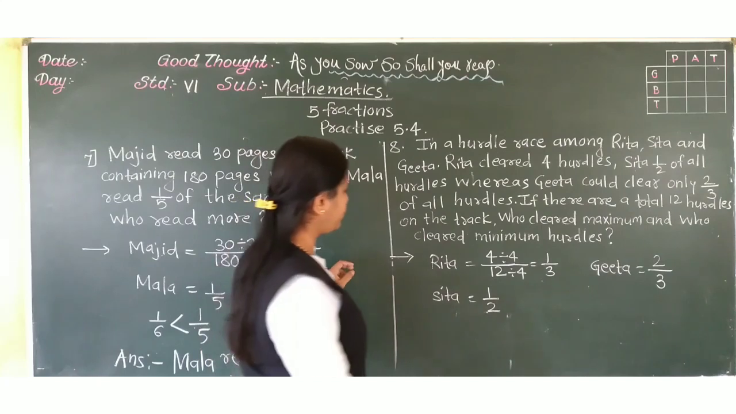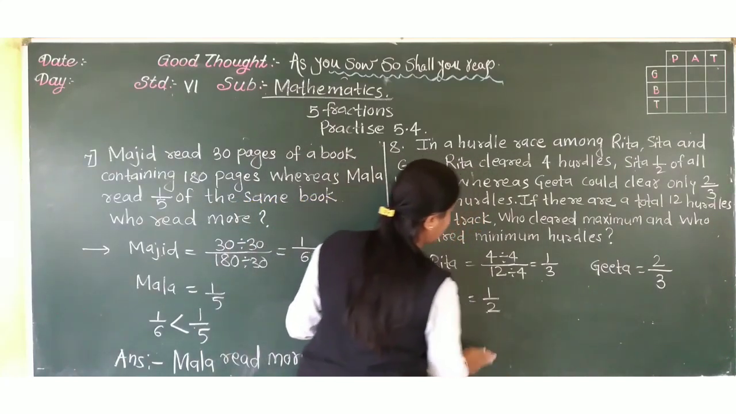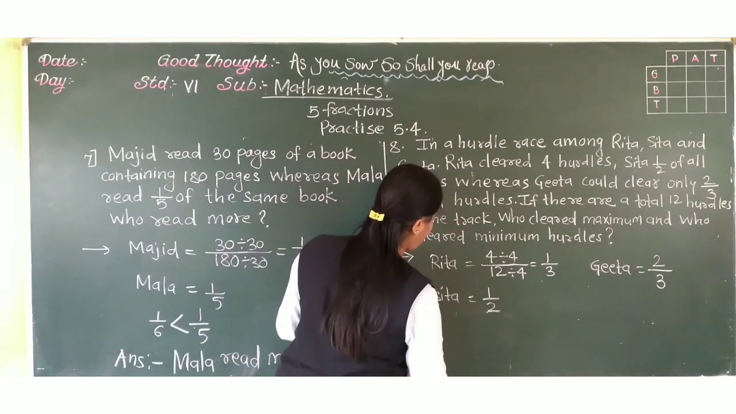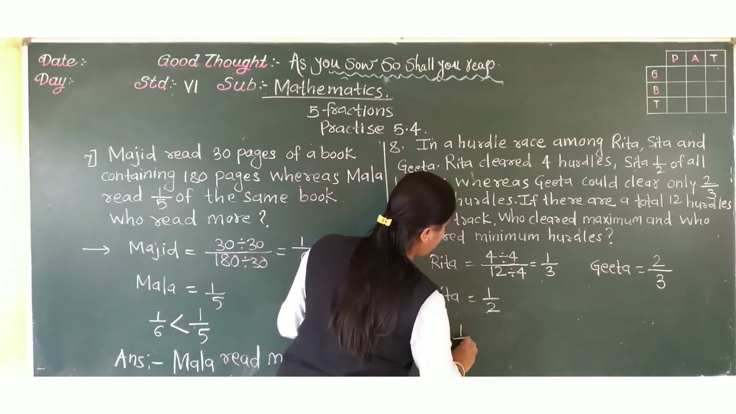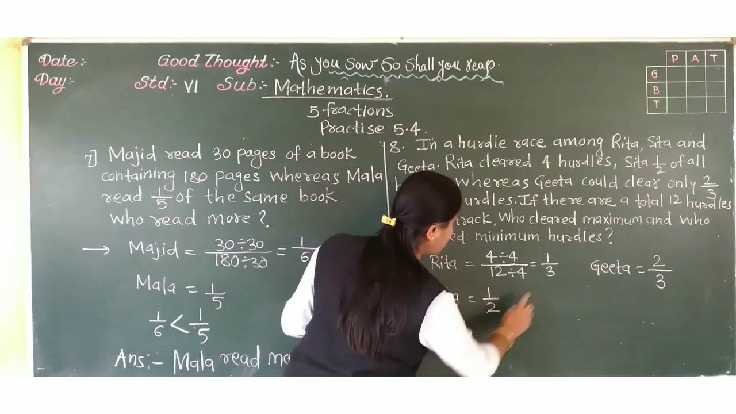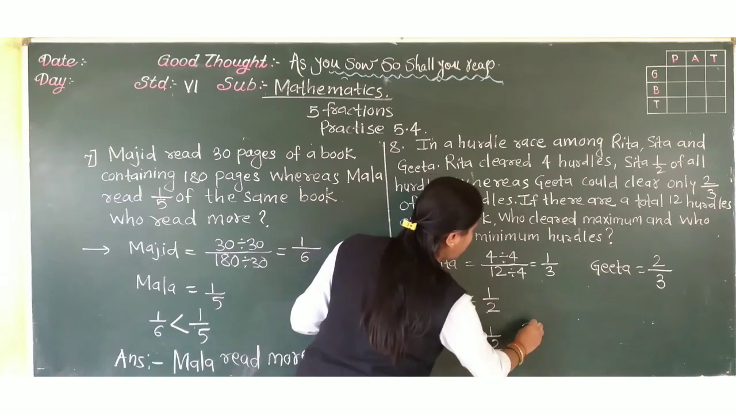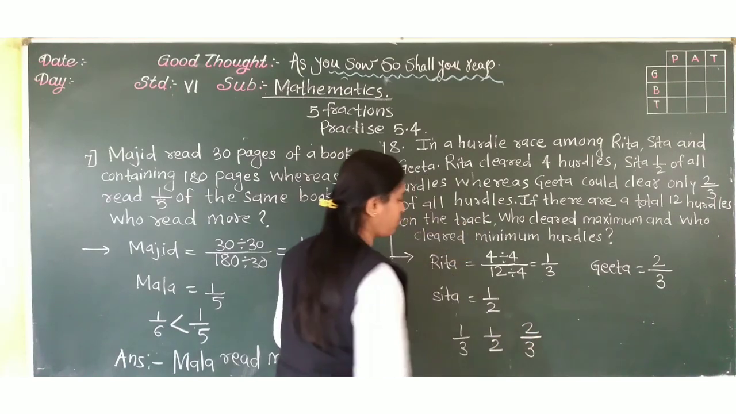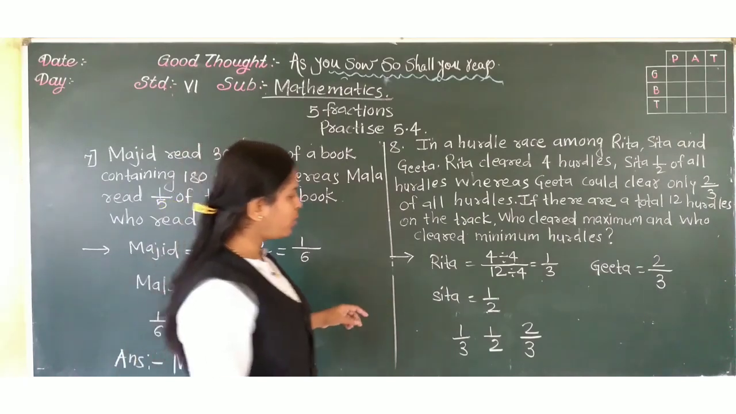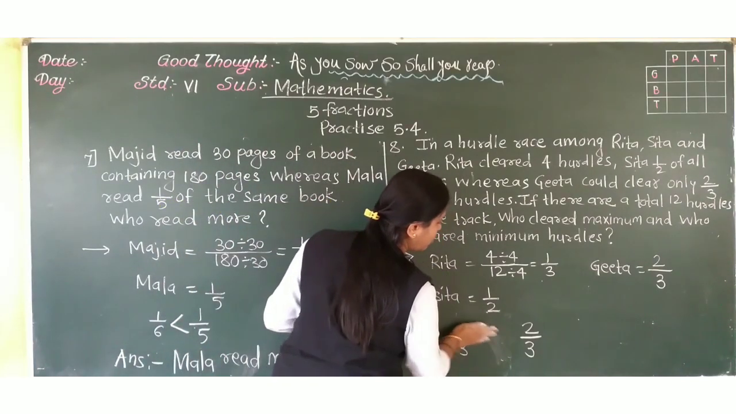Now see here. The fractions are 1 upon 3, then this 1 upon 2 and 2 upon 3. Correct? First what will we do? See here.